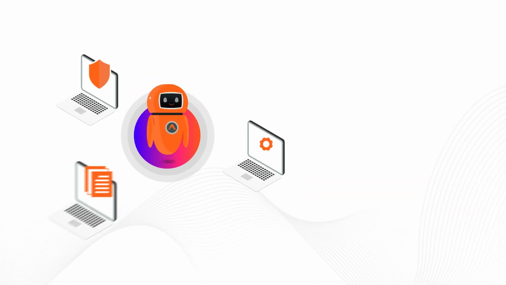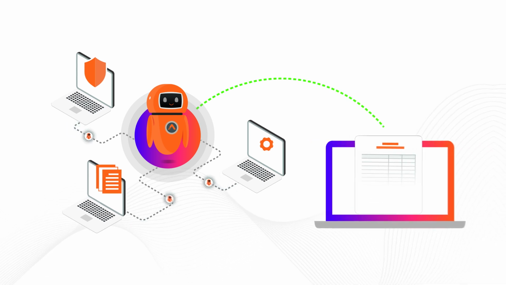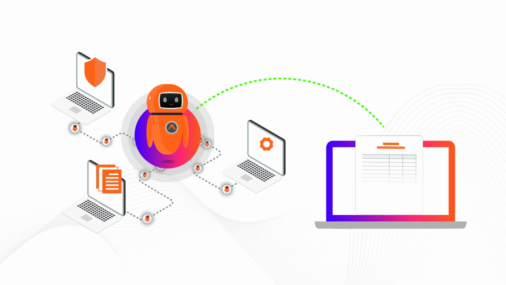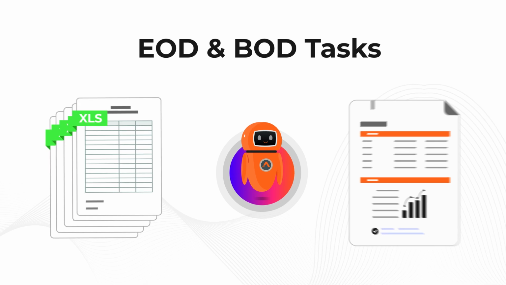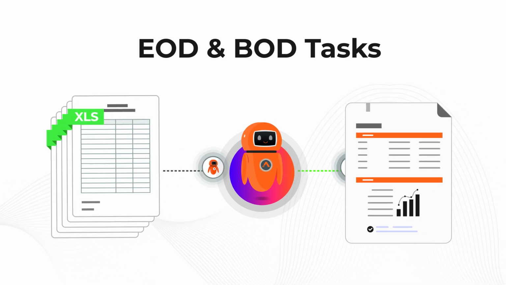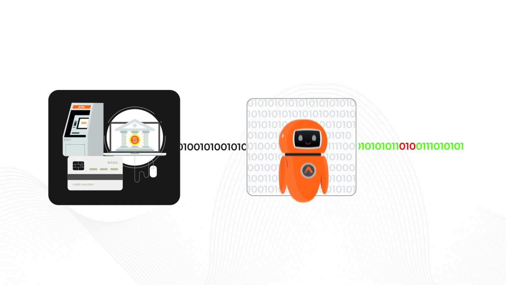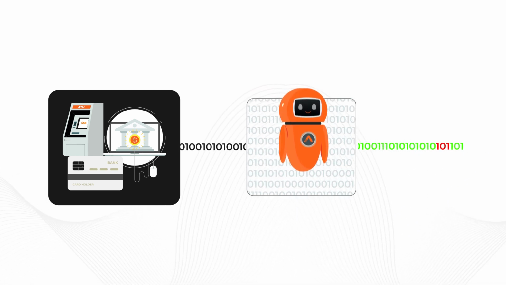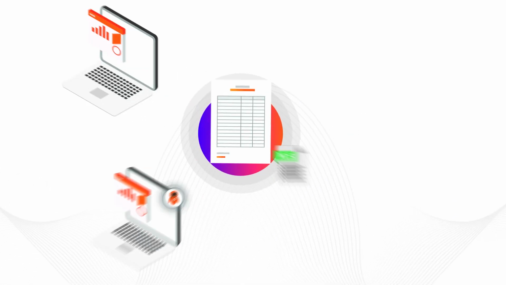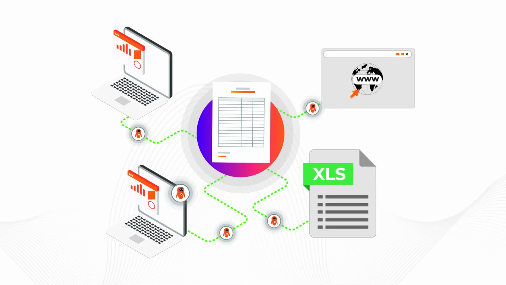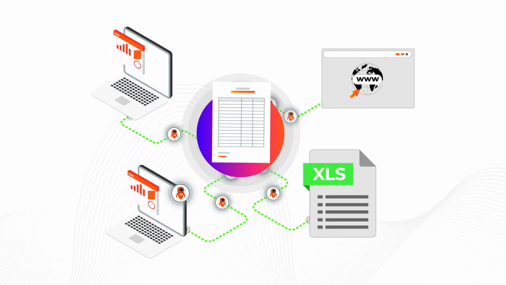RPA bot can also talk to multiple systems to keep data updated in one centralized system. It also performs EOD and BOD tasks without human intervention. Monitoring the transaction for real-time fraud pattern identification helps reduce fraudulent activities. RPA bot can keep the quarterly reports ready to help remain compliant with regulations.